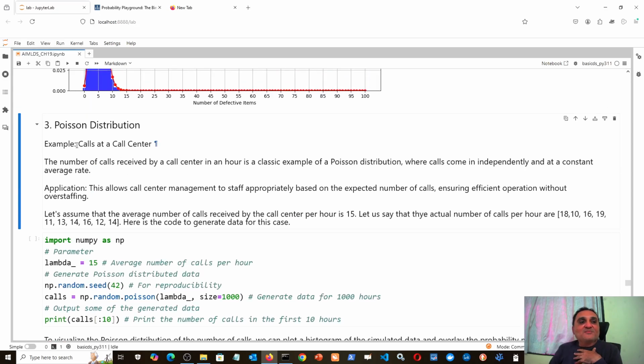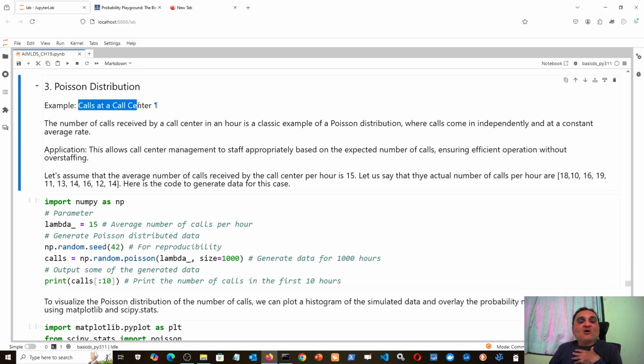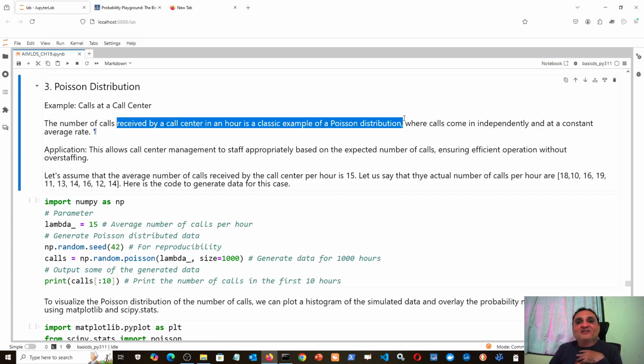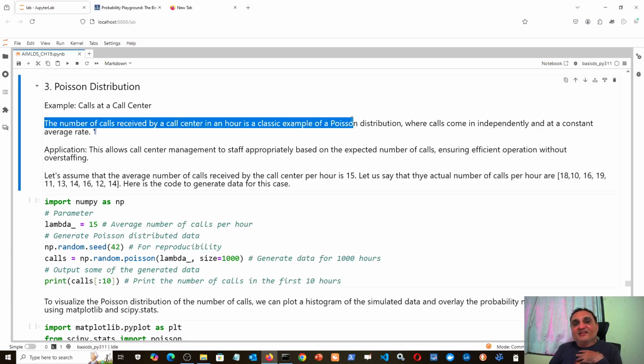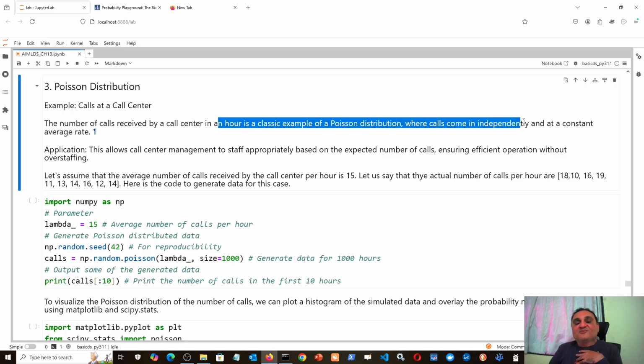defective. Now, Poisson distribution. This is an interesting example of Poisson distribution: calls at a call center. The number of calls received by a call center in 1 hour is a classic example. Another example is the number of visitors to a hotel. That is also an example of Poisson distribution. Now, first, these calls to a call center.